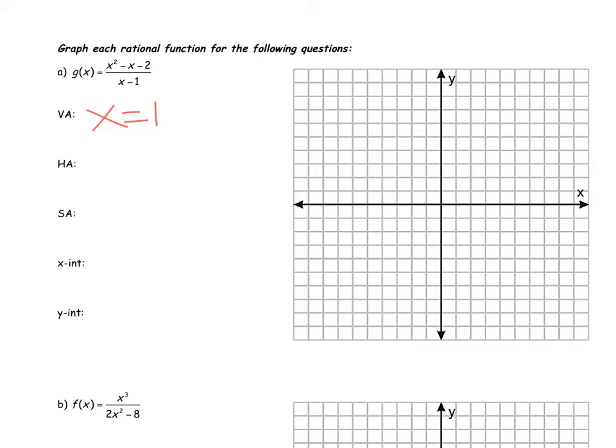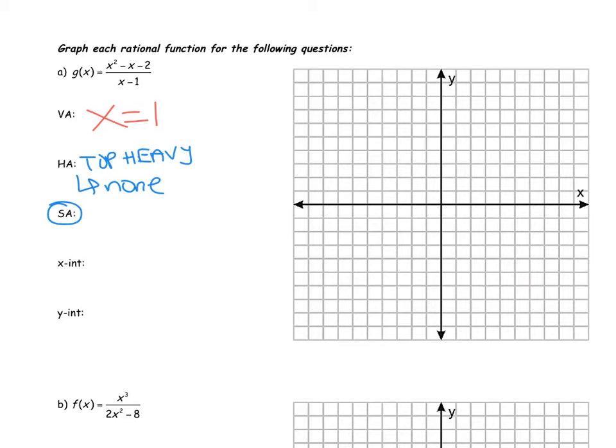All right, next we need to check if there's a horizontal asymptote, and if it exists, what is it? So this is top heavy. And again, if you recall, when I have a top heavy rational function, that means there is no horizontal asymptote, meaning there is a slant asymptote.